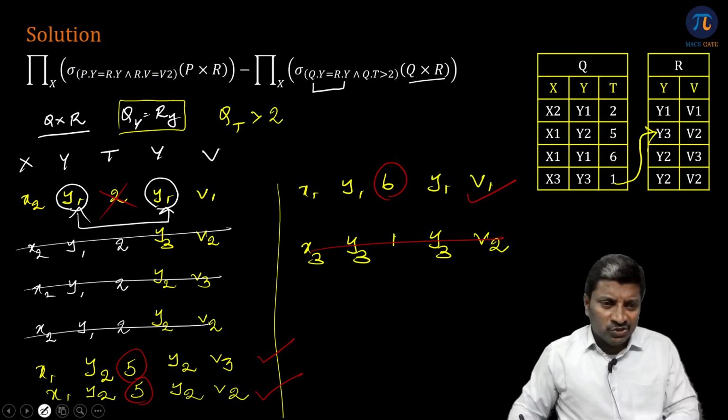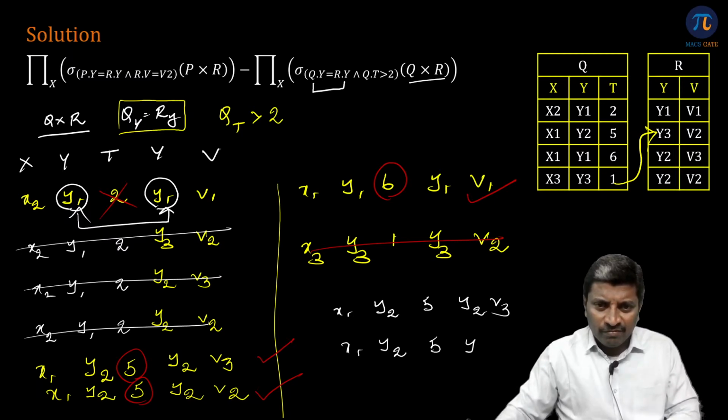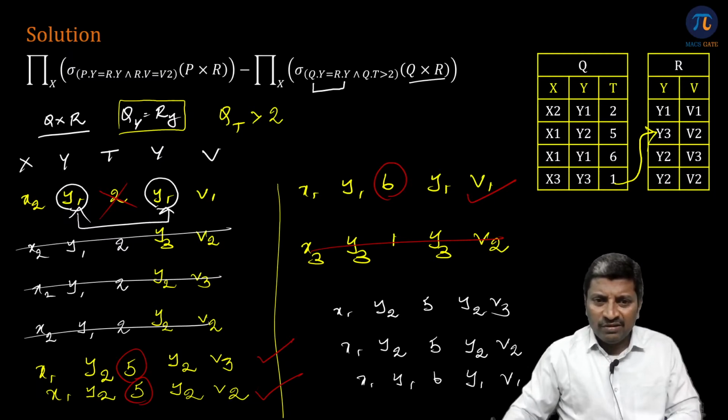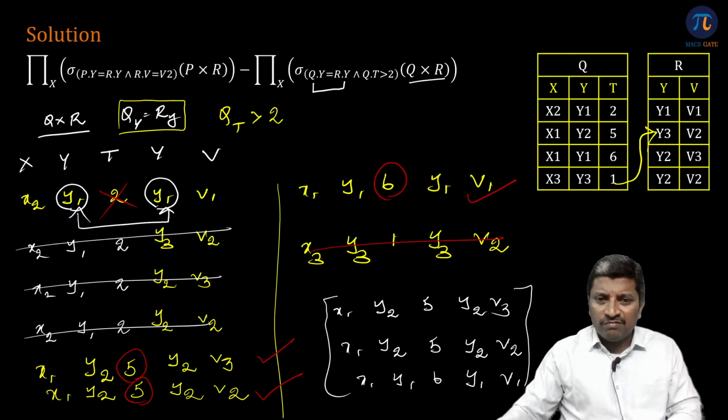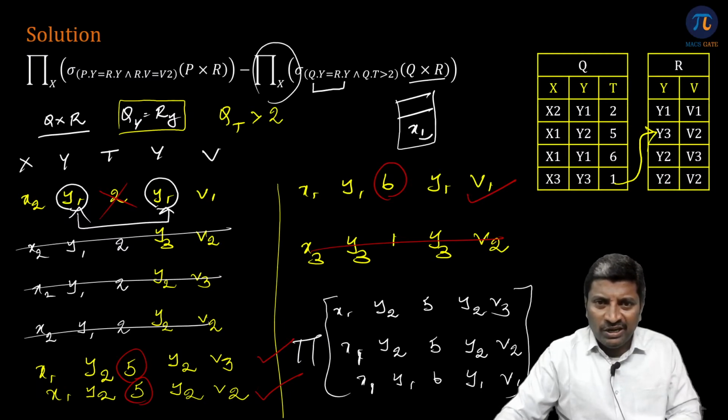So totally how many records you are having finally? X1, Y2, 5, Y2, V3. X1, Y2, 5, Y2, V2. X1, Y1, 6, Y1, V1. So this is all. From this they applied X attribute. If you apply that one, what you get, sir? You will get only X1. Please observe it. In all the 3 records, I have only X1. So my result will get only X1.